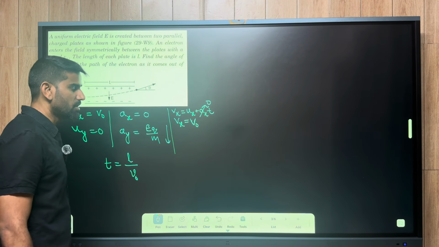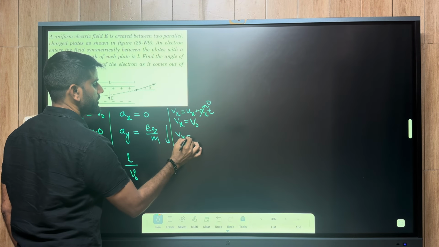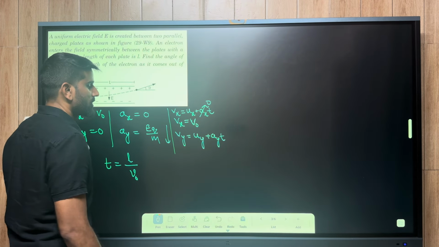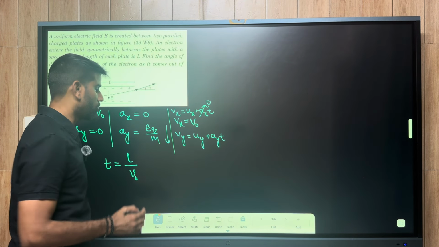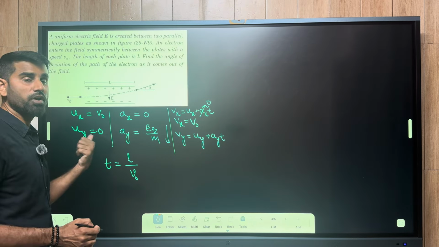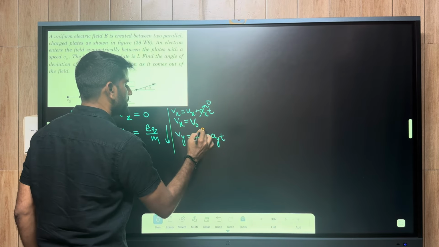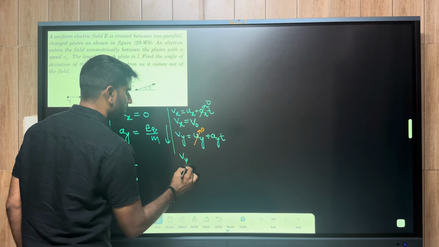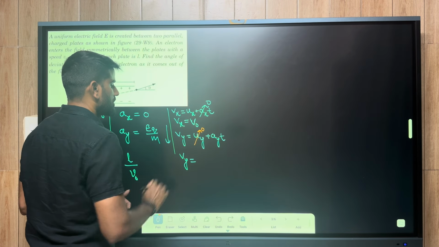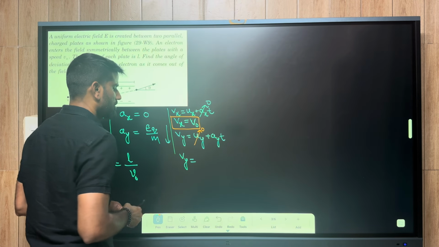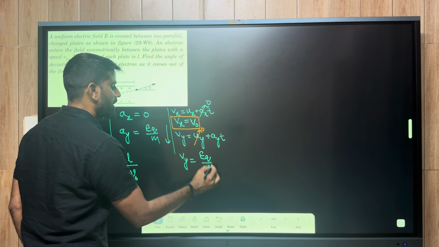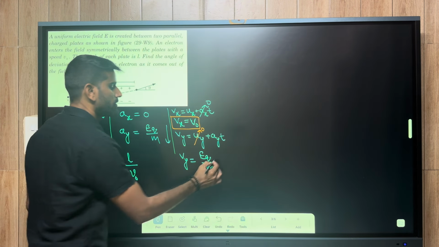Coming to the next case, Vy is equal to uy plus ay t. Now the acceleration along the y direction we know, which is Eq by m, and the initial velocity along the y direction is 0, so I am taking that quantity as 0. So Vy is equal to ay t, where ay is Eq by m and t is L by V naught.